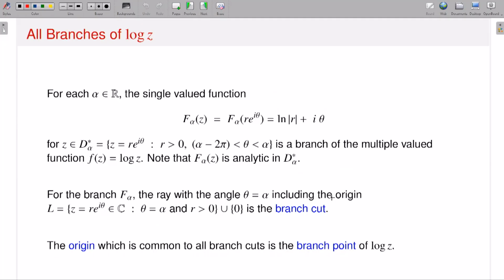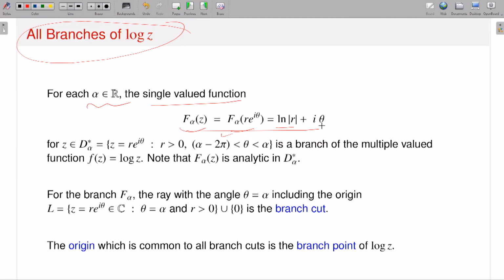Now there are many branches, right? So this is how you can get all branches of log z. Take alpha belonging to R. The single valued function, if I define it in this way on that domain, is actually a branch of my function small log. What is that? Alpha is in R, I am defining F alpha of z, which is F alpha of r e to the i theta, if z is equal to r e to the i theta, as ln of r plus i theta.